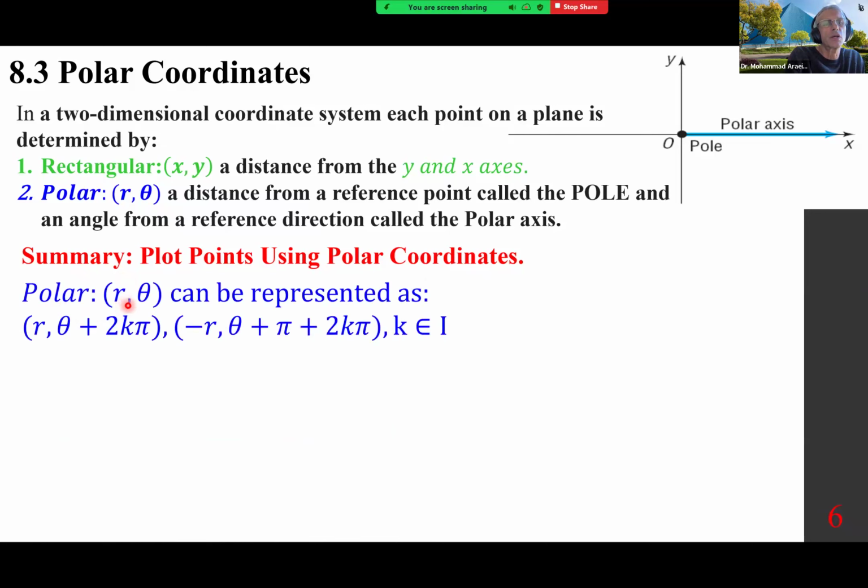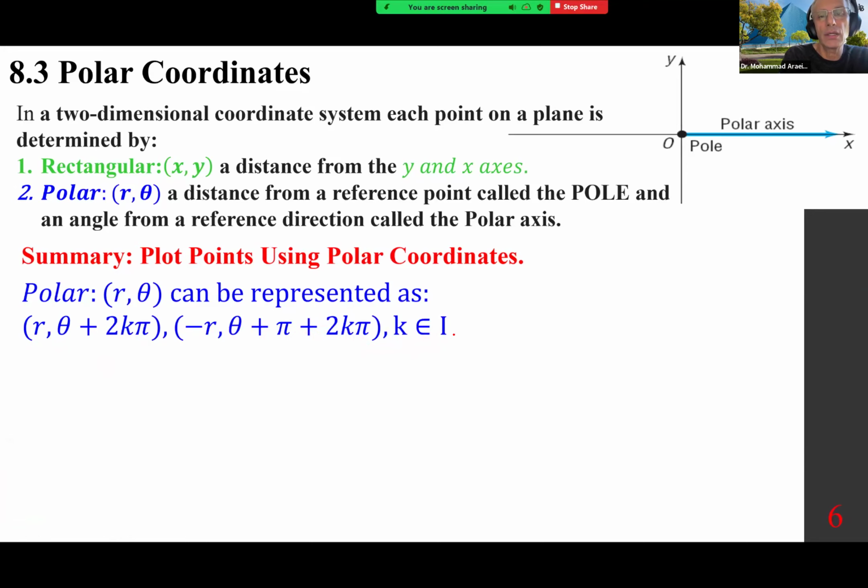Polar, looks like r comma theta, can be represented as r comma theta plus 2k pi. So what happens is that x and y represent a unique representation, whereas r and theta, we can write it in infinitely many different ways. You can add multiples of 2 pi, k is an integer. Or you can make r negative and add a pi. So theta plus pi, or in general, theta plus pi plus 2k pi. K is an integer. Remember the integer 0, 1, 2, 3, and on a negative side.